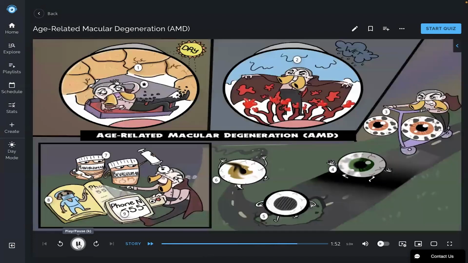So in short, age-related macular degeneration can be dry, which is non-exudative. It can also be wet, which is exudative. Signs and symptoms include scotomas, blurred, darkened vision, loss of central vision, and distorted vision. Considerations for patients include drug therapy, surgery, or low vision assistive devices.